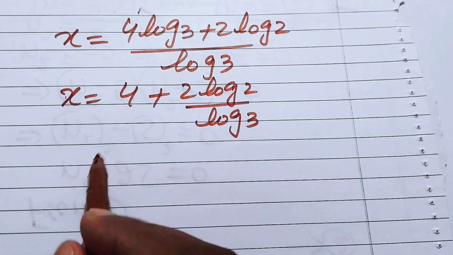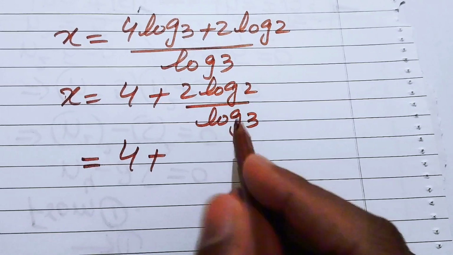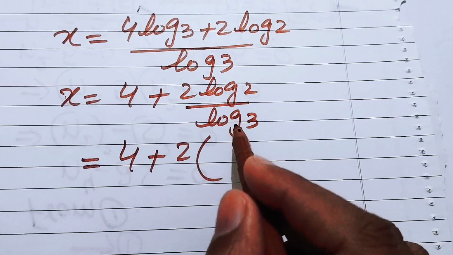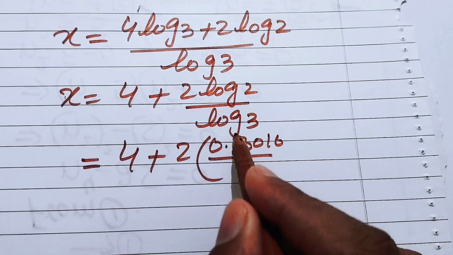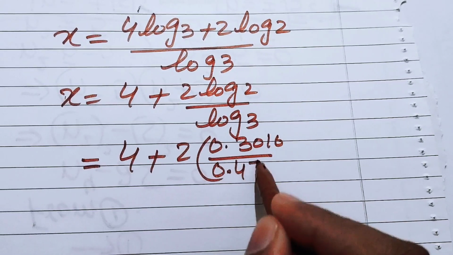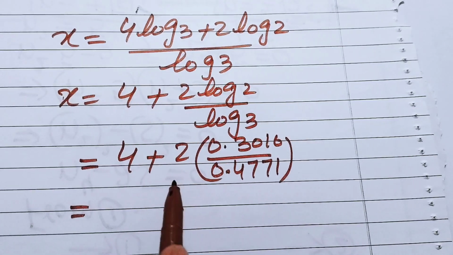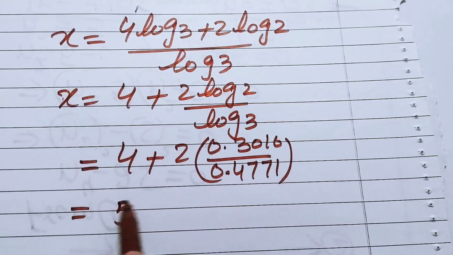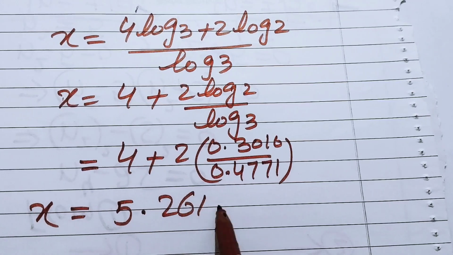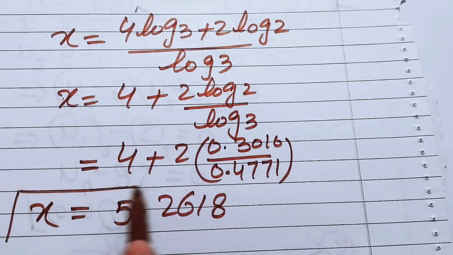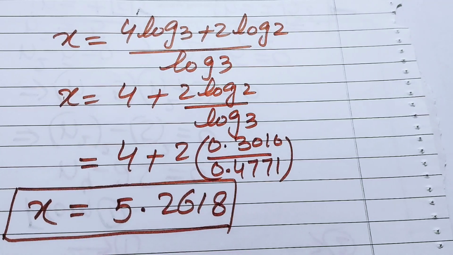And now we use a calculator or logarithmic table in order to find the values of log 2 and log 3. So you have the value of log 2 is 0.3010, and the value of log 3 will be 0.4771. And now you just easily simplify all these terms, and finally you get the answer, or the value of x will be 5.2618. So this is our final answer of this question.